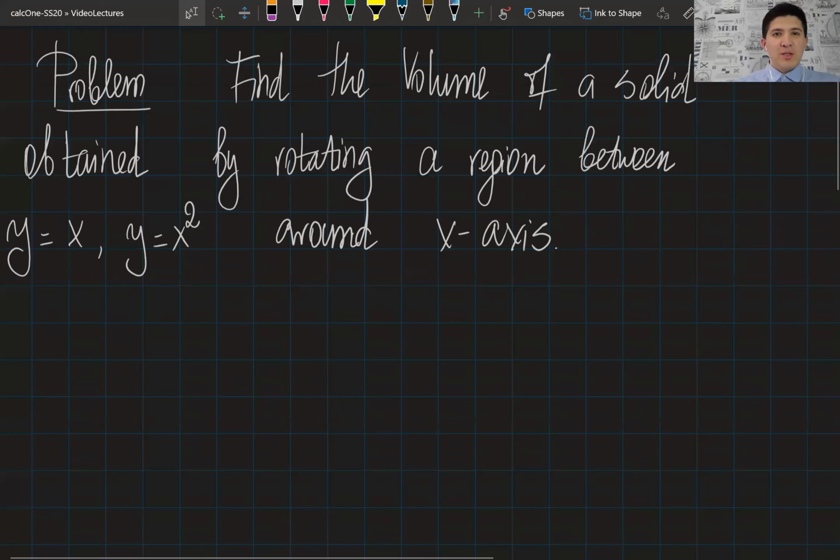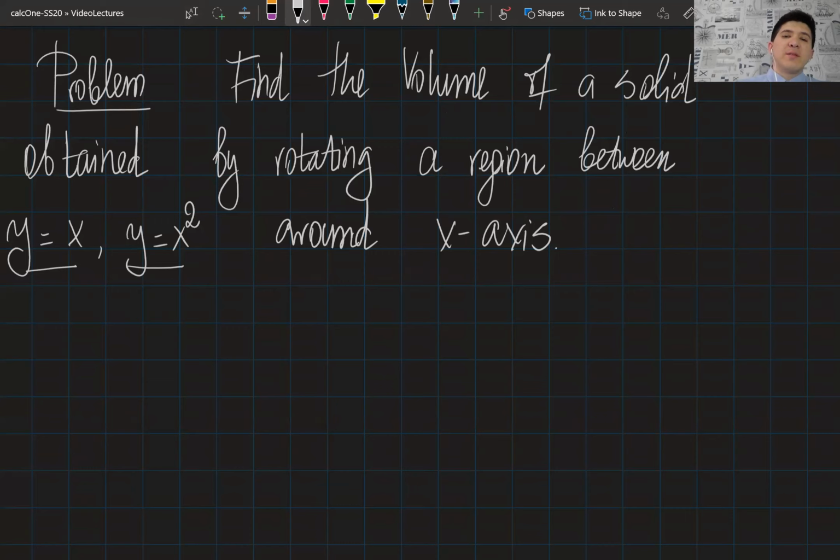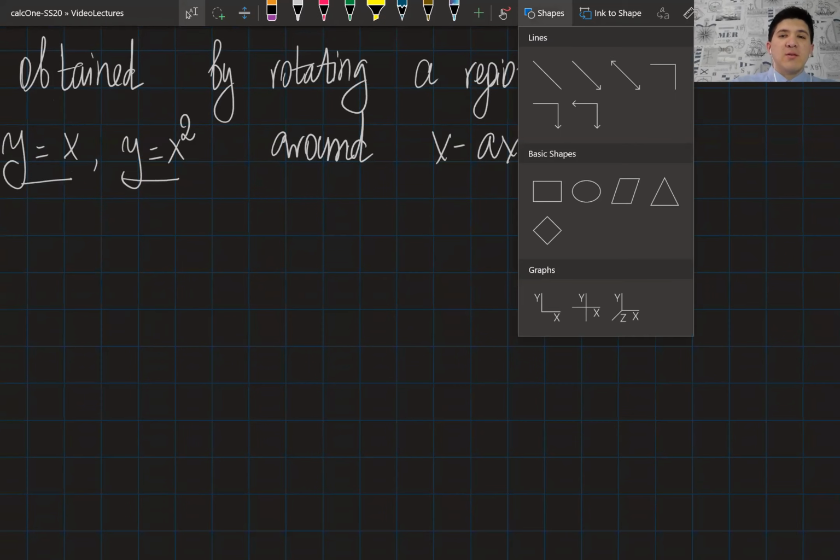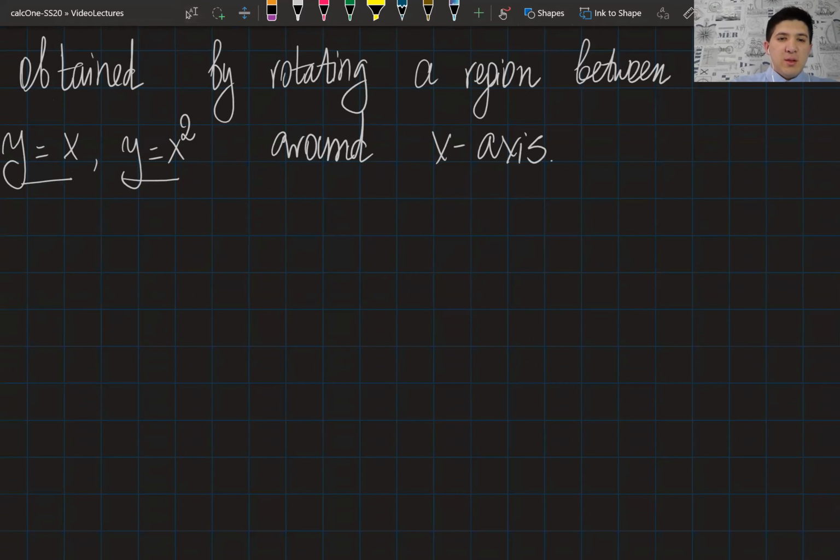In this video, we're going to solve a problem to find the volume of a solid using integration. So we need to create a solid by rotating the region between these two curves around the x-axis. The first thing we have to do, obviously, is to draw these two curves. So let me draw them.